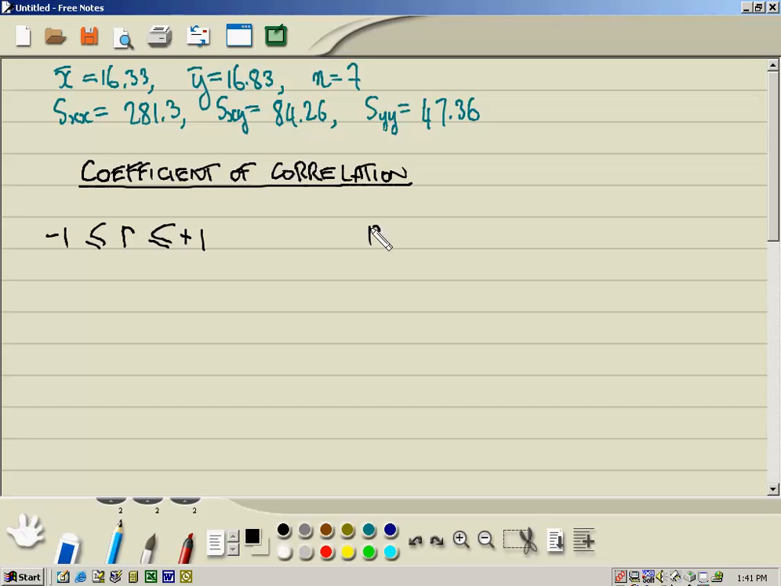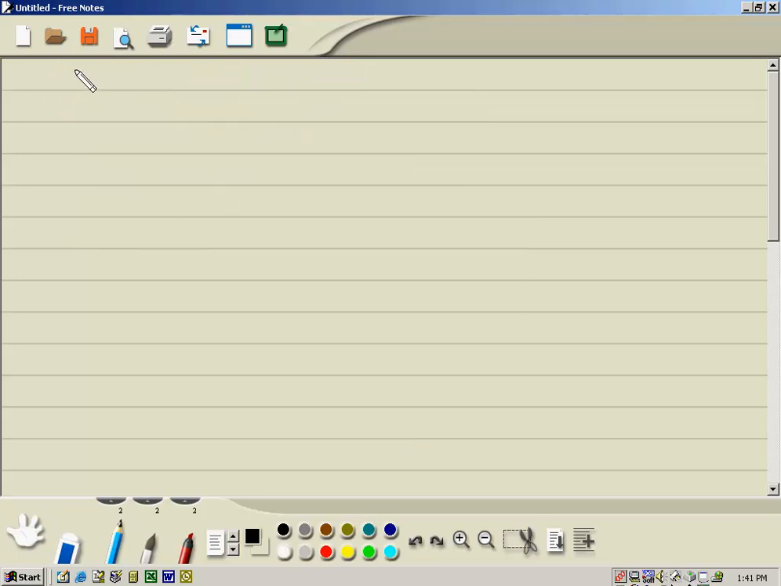Alright, so the formula for correlation, little r, is the sum of squares of xy divided by the square root of the sum of squares of x times the sum of squares of y. And as I said, the result of that calculation will be a value somewhere between plus and minus 1. Alright, let's talk about some extreme cases. First, let's talk about a situation where r is plus 1.